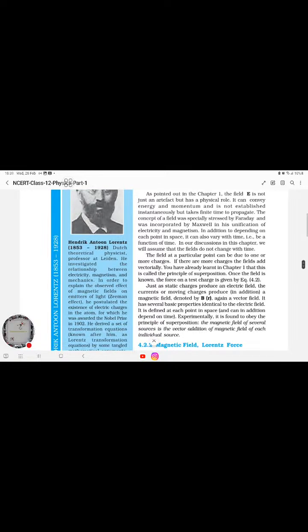So in addition to depending on each point in space, it can also vary with time. Though it depends on space, that's how fields are actually defined, and it turned out that it can also vary with time.